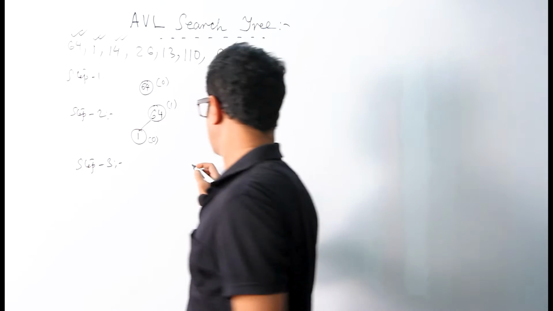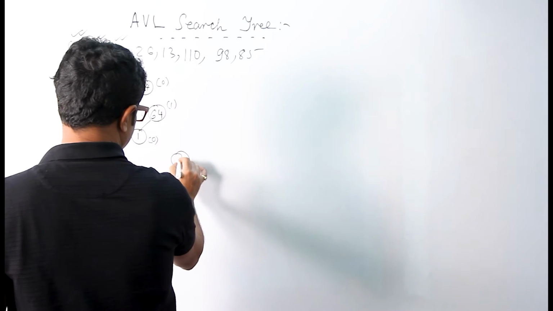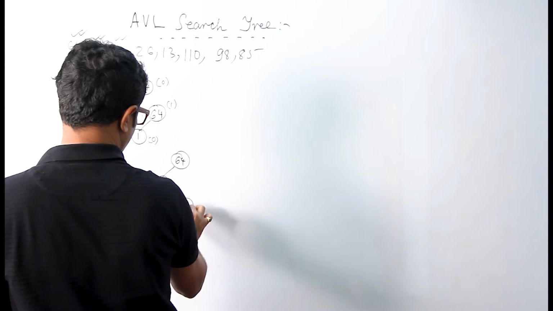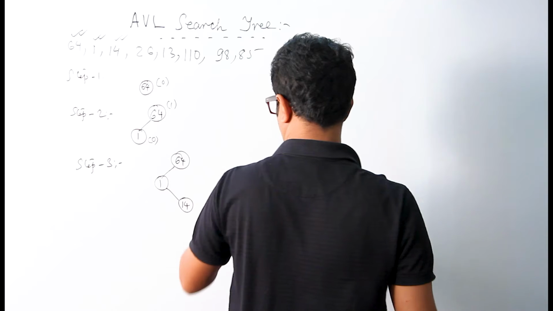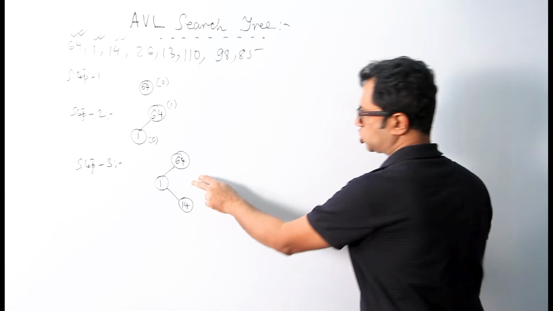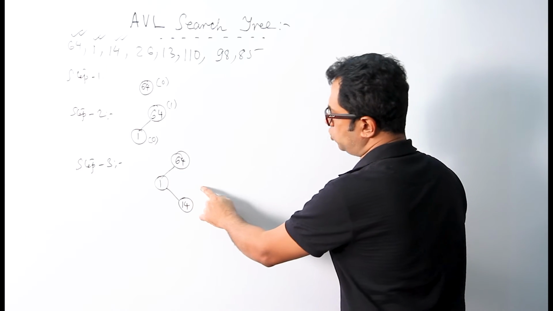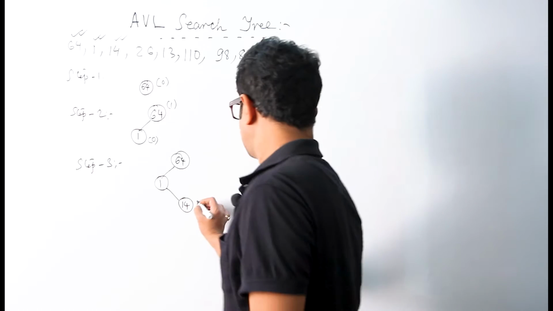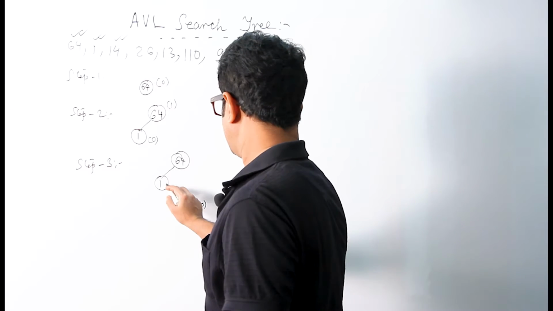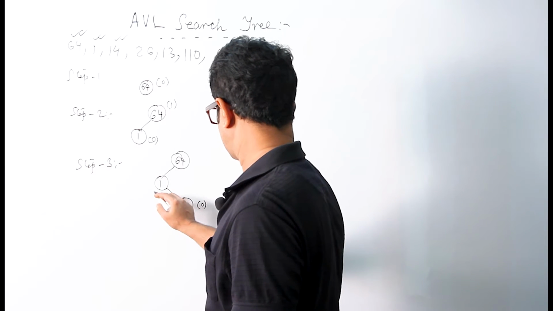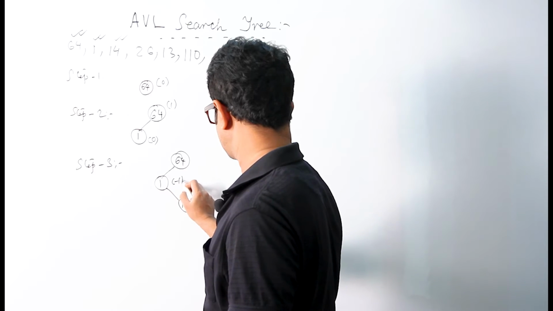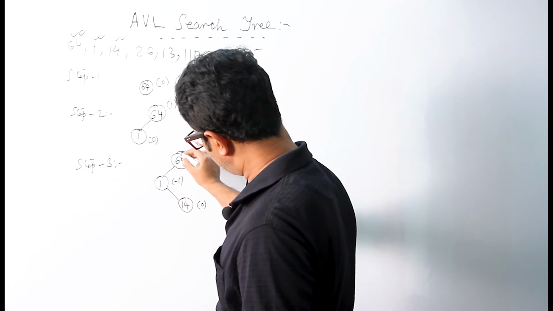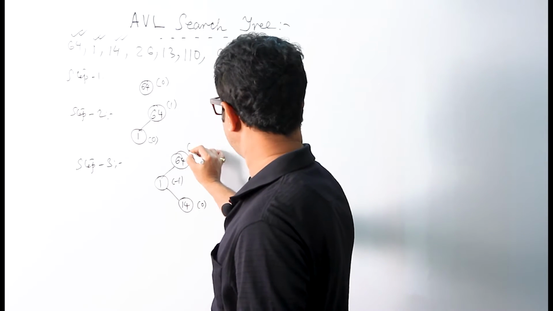So it will look like this: 64, 1, 14. Now we have the AVL search tree as shown in this figure. I have to calculate the balance factors yet again. This leaf node has a balance factor of 0. This node has a balance factor of 0 minus 1, which means minus 1, and this node has a balance factor of 2 minus 0, which means 2.